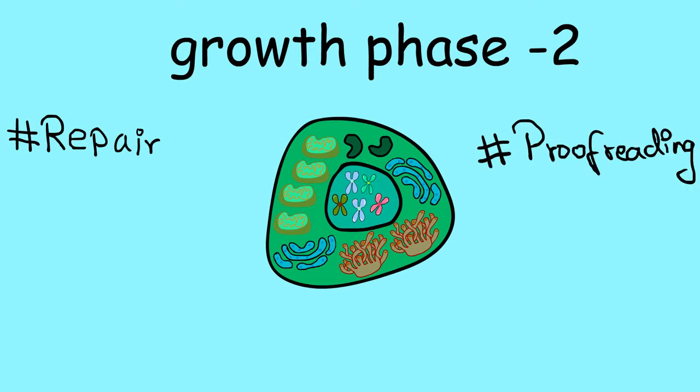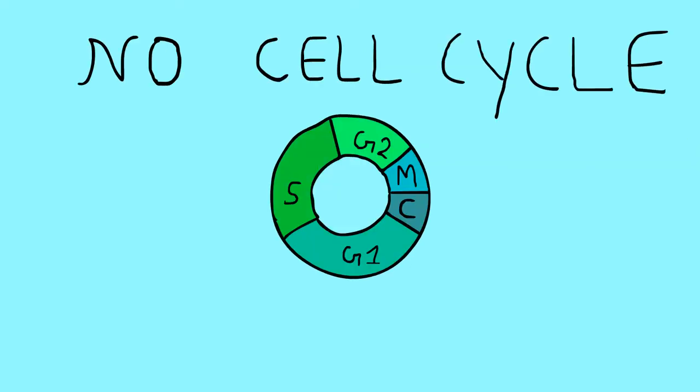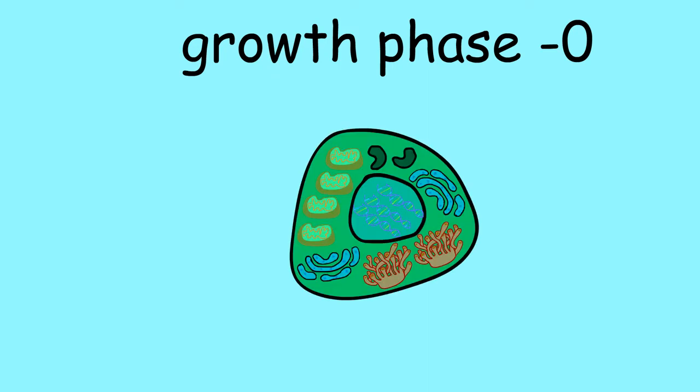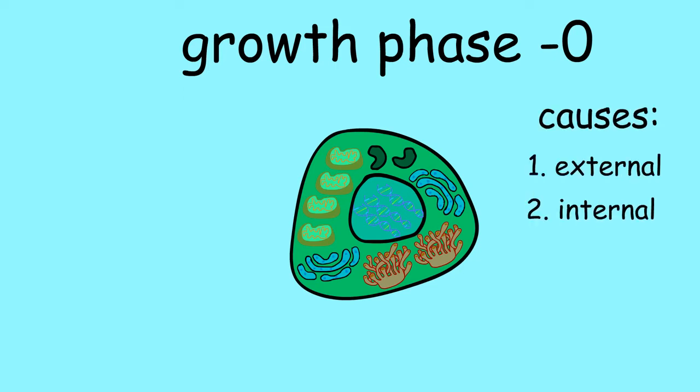This occurs in an ideal situation, but sometimes the cell is not in an ideal situation. The cell will not go through the cell cycle. Instead, the cell will go through a phase known as G0, which is growth phase 0. This occurs before the cell goes through the synthesis phase of the cell cycle. A cell can go through the G0 phase for 2 main reasons. One is an external factor and the other one is an internal factor.